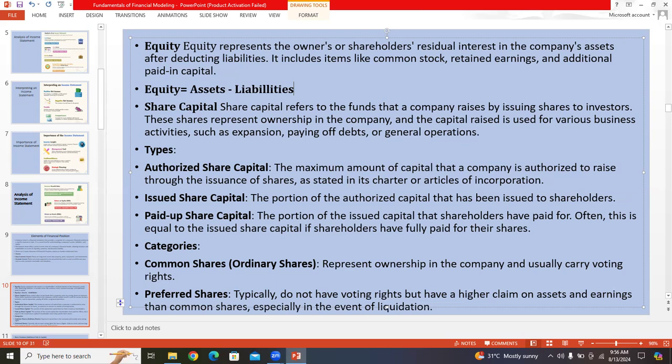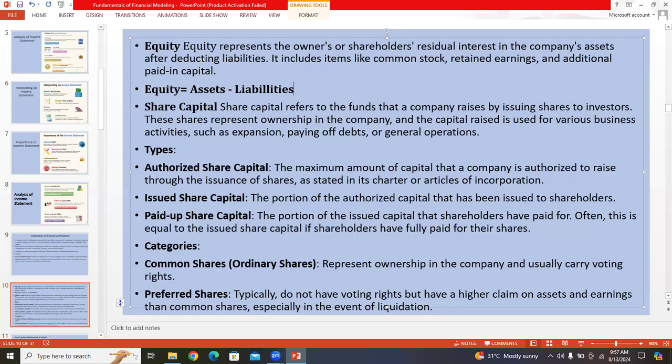Yes, we represent the ownership of a company by issuing shares to the shareholders, and the capital raised is used for various business activities. For performing business activities, we need some capital, some cash or money. That cash or money our company raises from issuing shares. Some of those activities are mentioned here, such as expansions, paying off debts, or general operations.